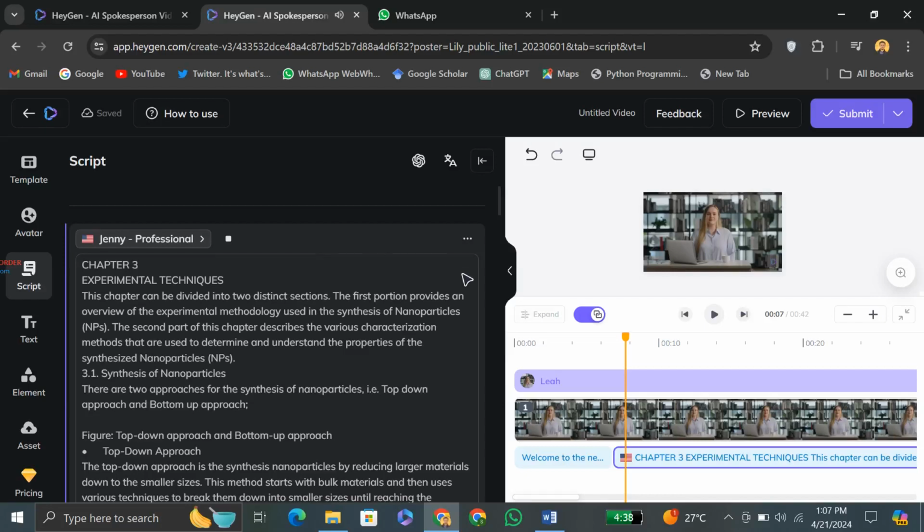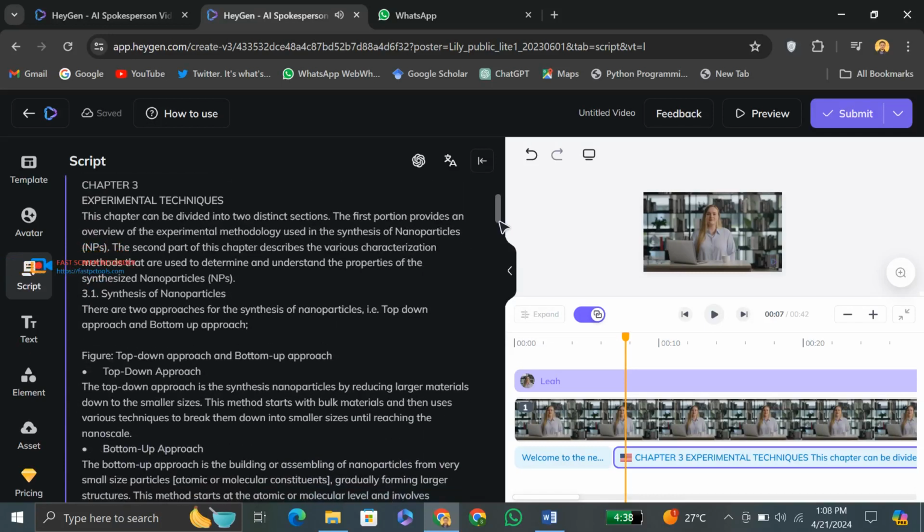Chapter 3. Experimental Techniques. This chapter can be divided into two distinct sections. The first portion provides an overview of the experimental methodology used in the synthesis of nanoparticles, NPs. The second part of this chapter describes the various characterization methods that are used to determine and understand the properties of the synthesized nanoparticles, NPs.